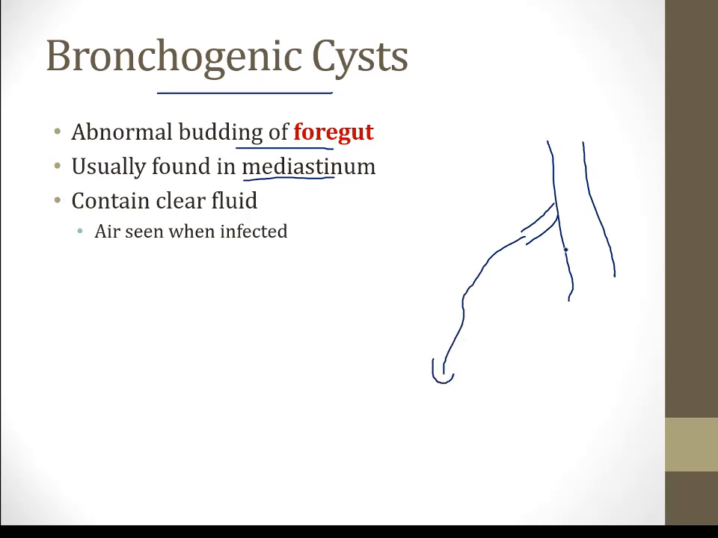Well, sometimes there's another bud that comes off and doesn't grow any further, and that forms a bronchogenic cyst. So these are going to be found in the mediastinum, very close to the esophagus. They contain clear fluid in most cases, but if they develop infection, which can sometimes happen, you can sometimes see an air fluid level inside of the cyst.